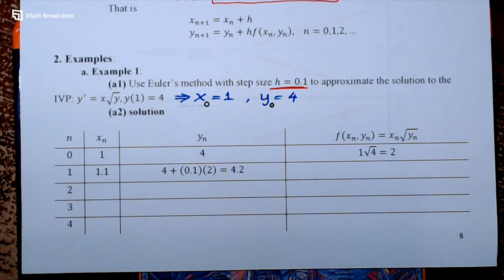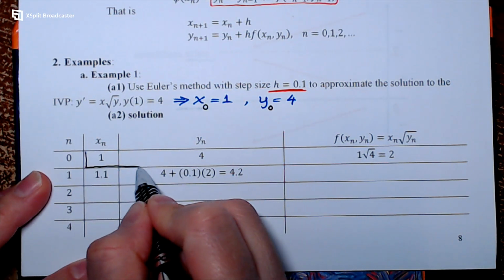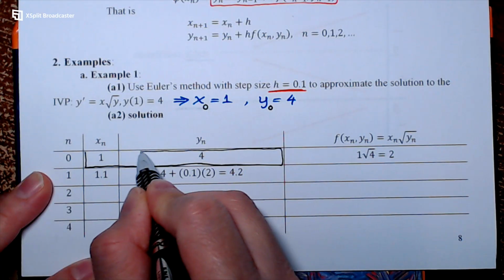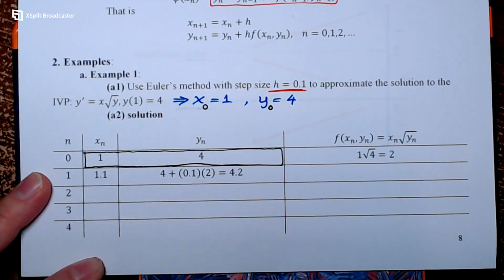So that's where we start. Initial condition, that's where we start. And that's what we have here: 1 for x and 4 for y. Okay, that's for the first step.